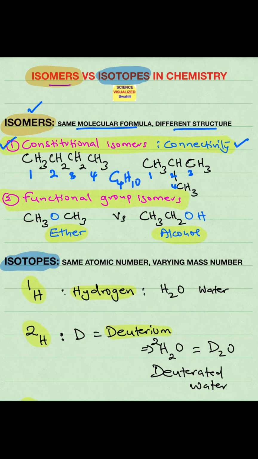The next type of isomer is called functional group isomers, where they have the same molecular formula but different functional groups. So for example, if you look at these two structures, the first one is an ether, the second one is an alcohol, and their molecular formula is C2H6O. They have one oxygen. In the first structure, you have an ether. That's because you have an alkyl group, an oxygen, and another alkyl group on this other side, while in the second structure you have an alkyl group and an OH. That makes it an alcohol.